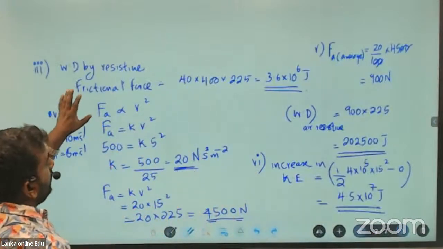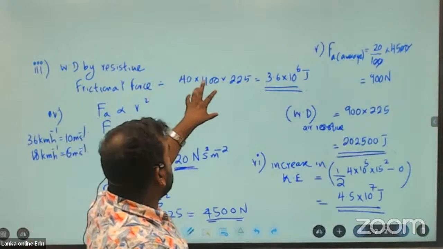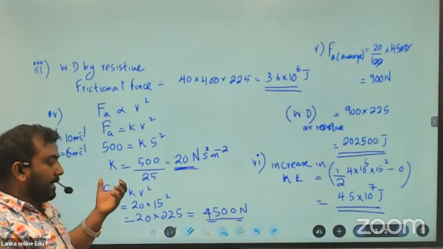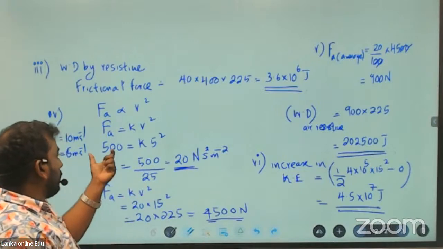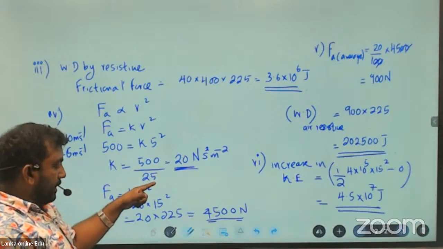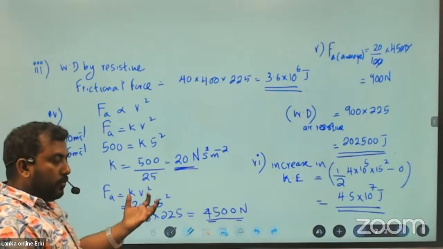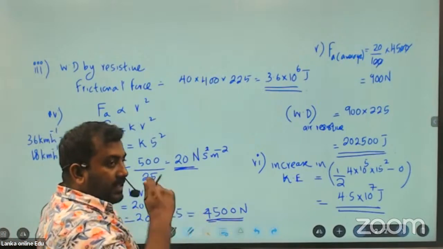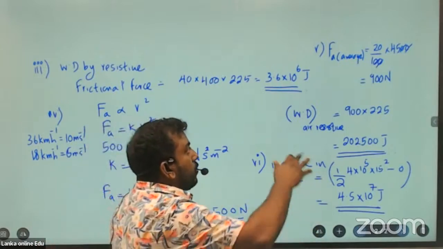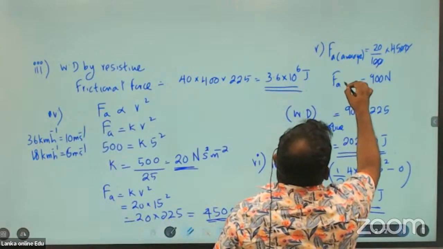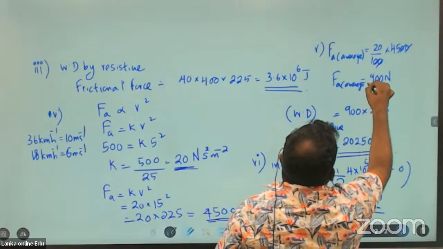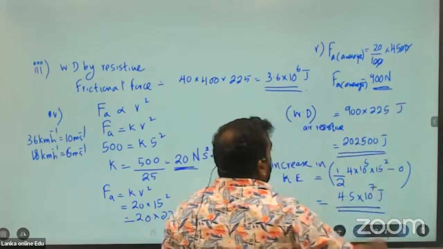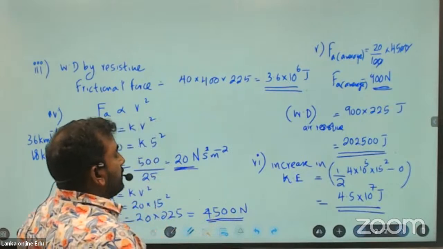Work done by frictional resistive force, force into displacement, you can get. They are giving you that at 18 km per hour the air resistive force is 500. So we can find K. Once you find K, for any velocity you can find the air resistive force. The air resistance force here is actually average 20% of this, 900. So work done is 900 into 225, 202,500.